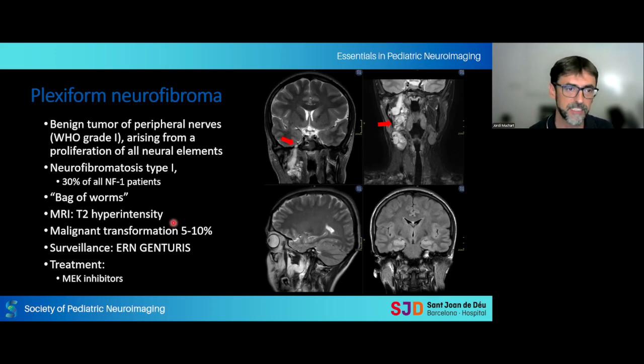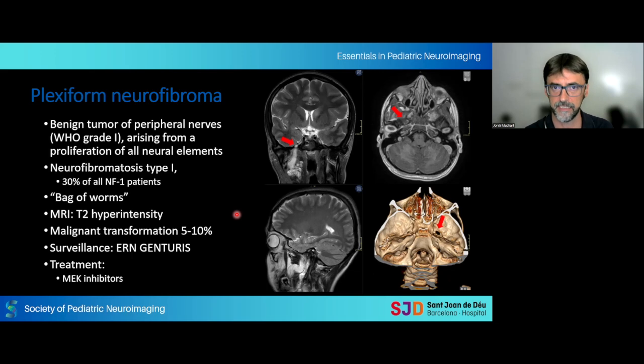If you're interested in that, please check the European Reference Network guidelines, that are specially developed for NF1 and other genetic predisposing syndromes. Treatment usually is not surgery, given the extension of the lesion, and lately MEK inhibitors can really help in some of these patients. Just to check it better, you can see the expansion of the right foramen ovale here in the CT reconstruction in comparison to the other one, as well as in the MRI, in which there is thickening of the third branch of the trigeminal nerve, and there it goes down, this plexiform neurofibroma.